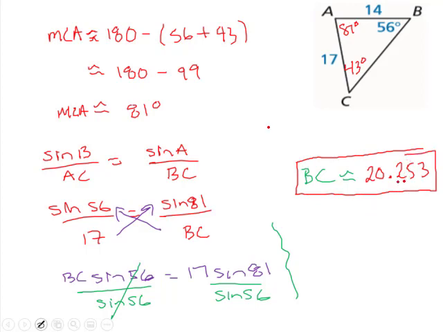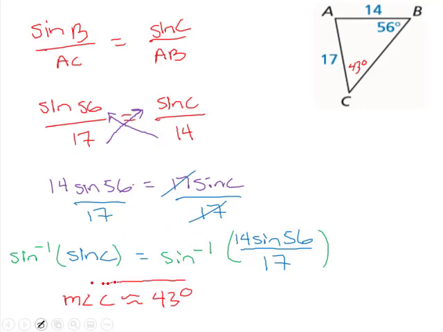We have this side, this angle, and this angle. So now we have all six parts. That means we solved this particular triangle. Thank you, and stay tuned for the next video.